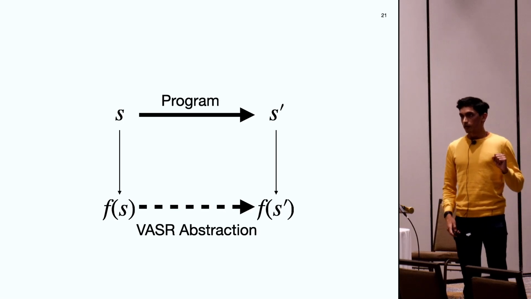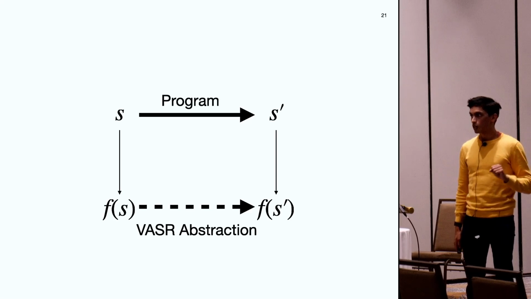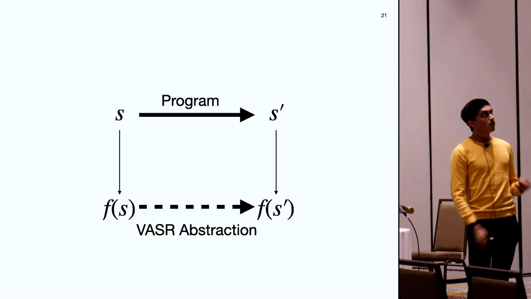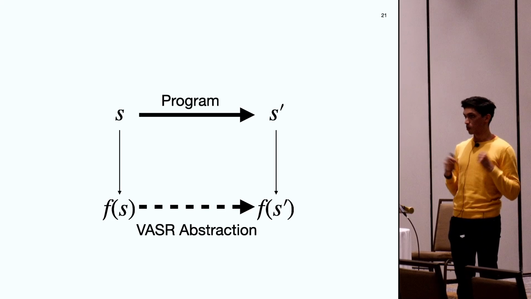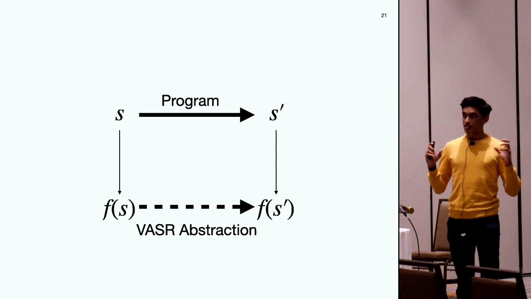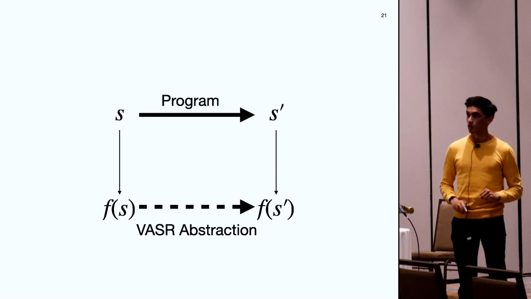Given a program, I want to compute a VASR program and a simulation function f, such that for every pair of states which transition to each other along the program, the image of these states under the simulation function f transition to each other in the VASR program.